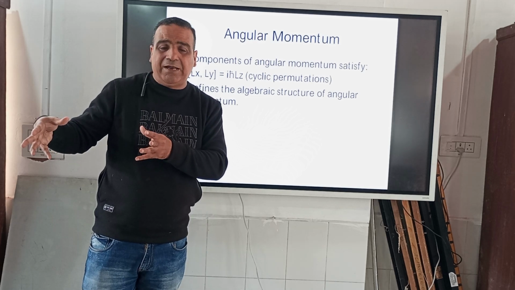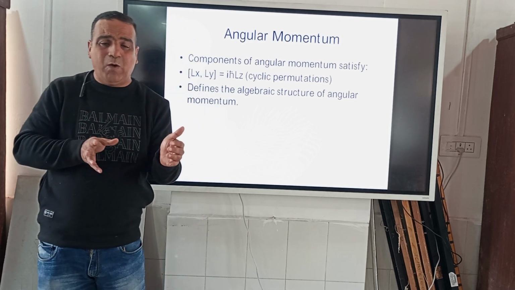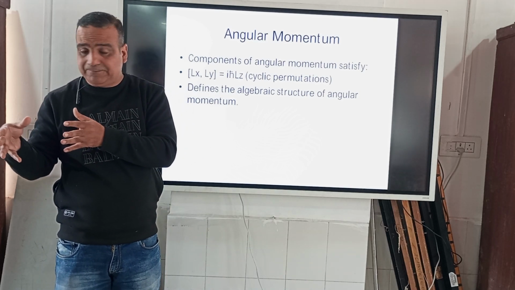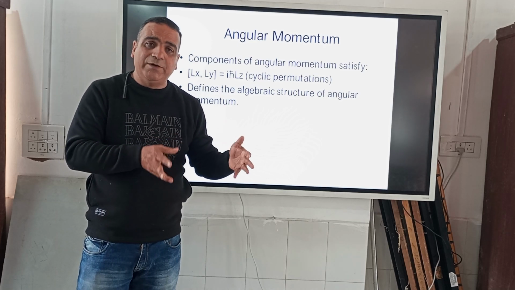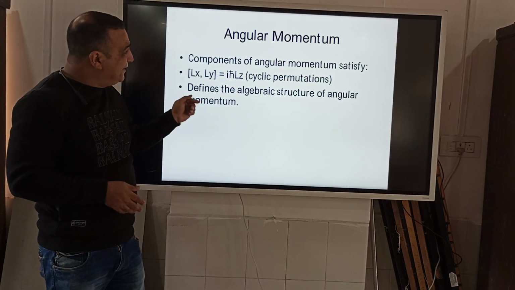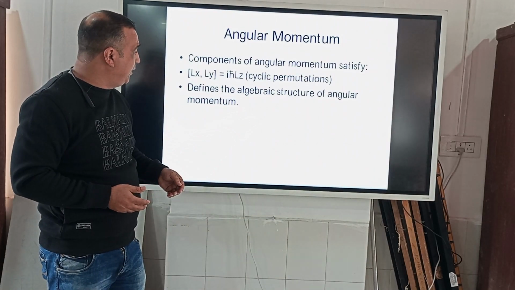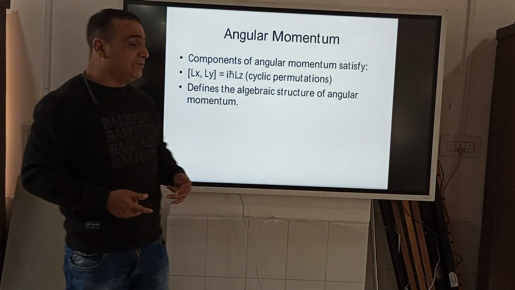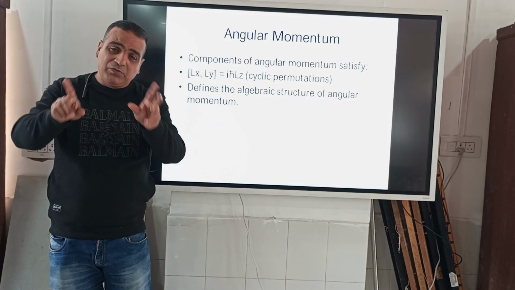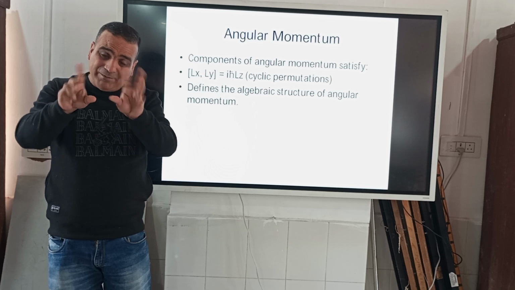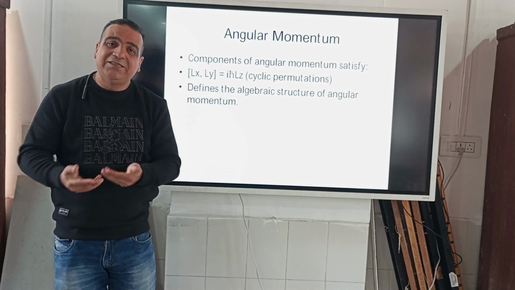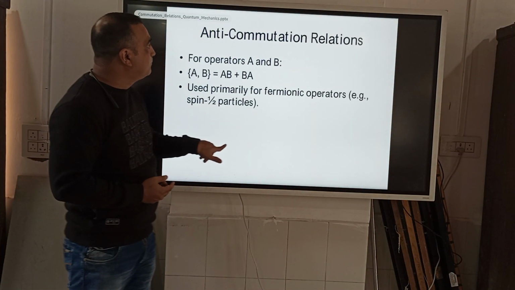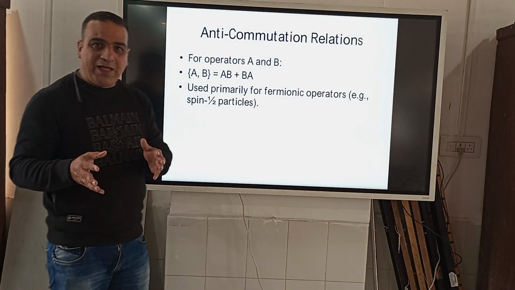So we find the commutation relation between Lx and Ly, Lx being the x component of the orbital angular momentum, and Ly being the y component of the orbital angular momentum. It leads us to those cyclic permutations and defines the algebraic structure of the angular momentum. These commutation relations of the angular momentum components create a basis of that algebraic structure of angular momentum. Now, this was about commutation.